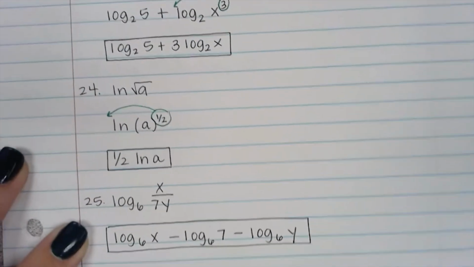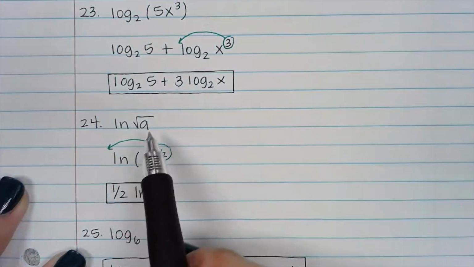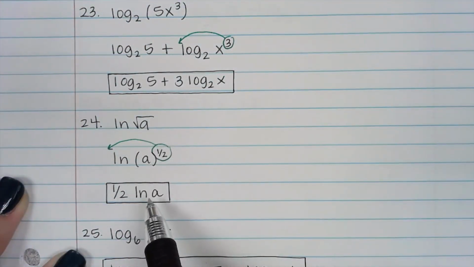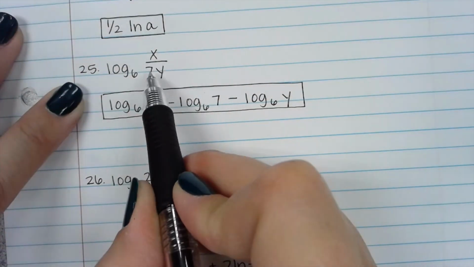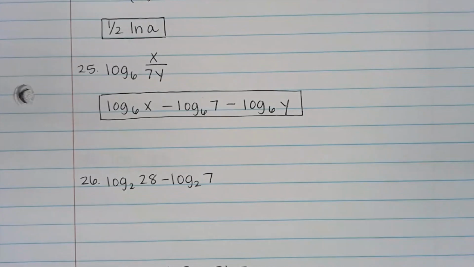Whenever you're expanding an expression, so this one had 2 bases, so there were 2 logs in the answer. This one had 1 base, so there was 1 natural log in the answer. And then this one had 3 bases over here, so there were 3 logs in the answer. So those will always match up numbers-wise.